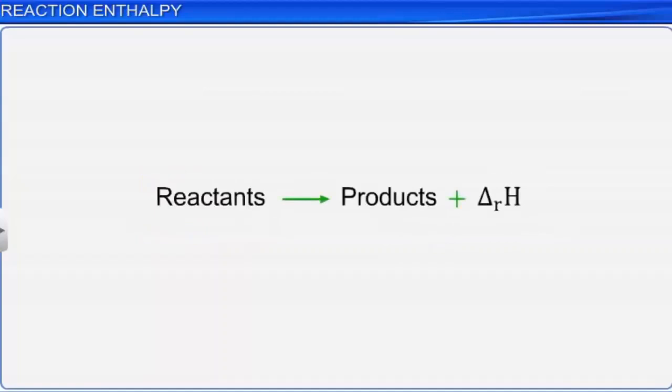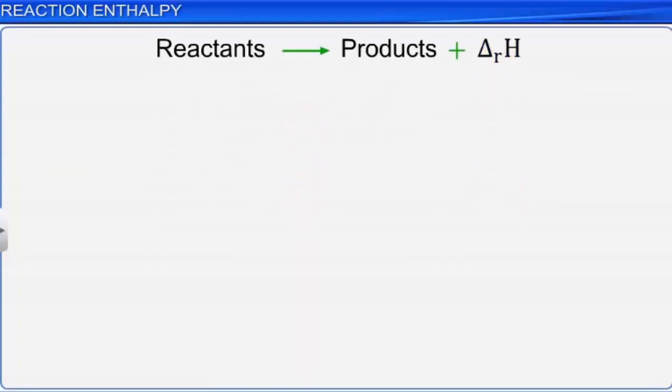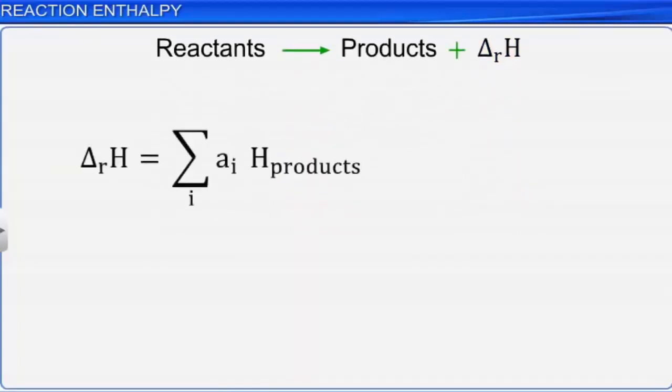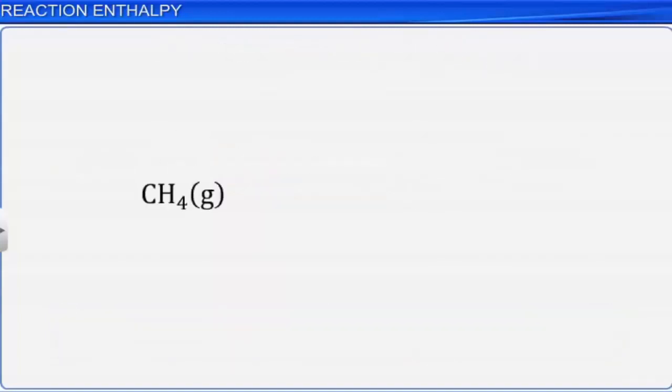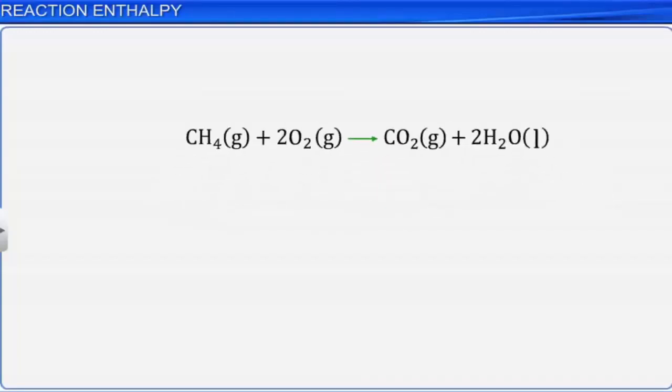Enthalpy change of a reaction is denoted by ΔrH. Enthalpy of a reaction is expressed as the summation of enthalpies of products minus the summation of enthalpies of reactants, where ai and bi are the stoichiometric coefficients of the products and reactants respectively in the balanced chemical equation. For example, the enthalpy changes for the reaction of 1 mole of methane with 2 moles of oxygen forming 1 mole of carbon dioxide and 2 moles of water may be represented as follows.